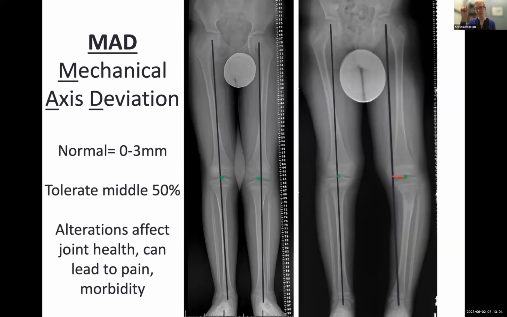And then in order to assess the coronal plane alignment, we use the mechanical axis deviation. So we're drawing a straight line from the center of the hip joint to the center of the ankle joint. We're looking at where it crosses the knee. And in a normal alignment, that mechanical axis should be within 0 to 3 millimeters of the center of the knee joint. But in a coronal plane abnormality, it's going to be displaced from that. So we generally tolerate about the middle 50% of the knee. But alterations more than that can really affect joint health and can lead to pain and morbidity.